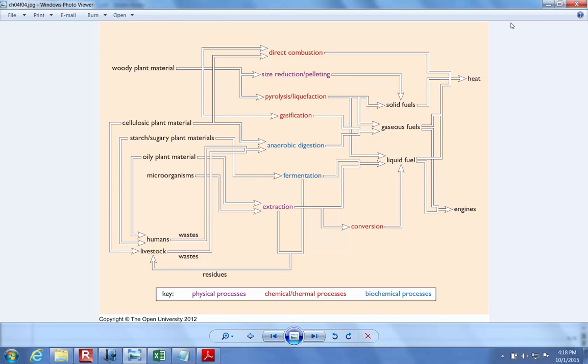Microorganisms, algae, same kind of process. I missed to start sugary plant materials: fermentation, ethanol, liquid fuel. And of course there are the wastes, human wastes, livestock wastes, that can go through anaerobic digestion. And the residues from these oily plant extractions can also go through anaerobic digestion and go through these processes.